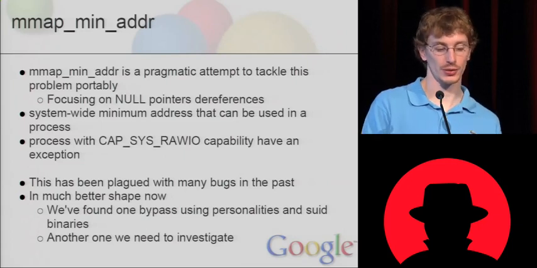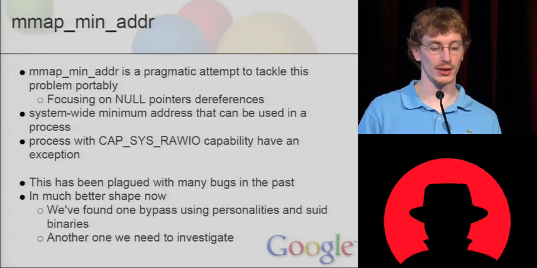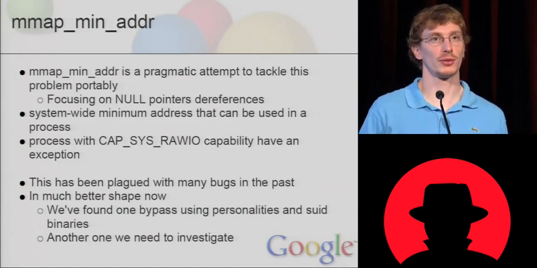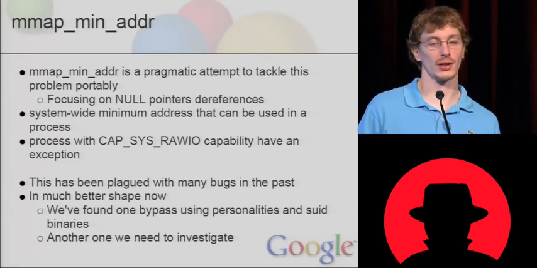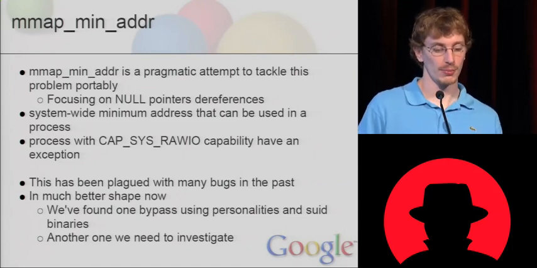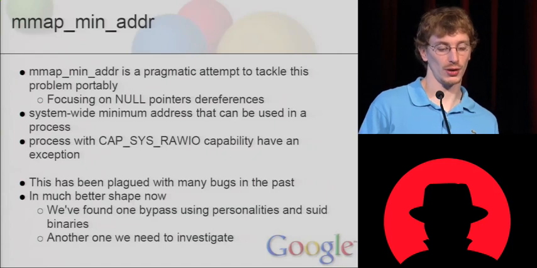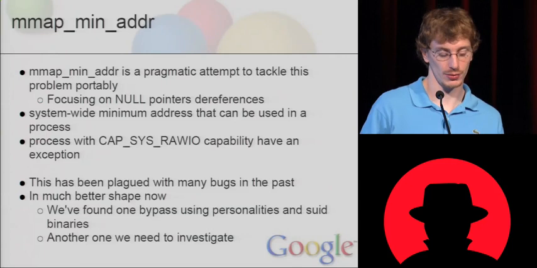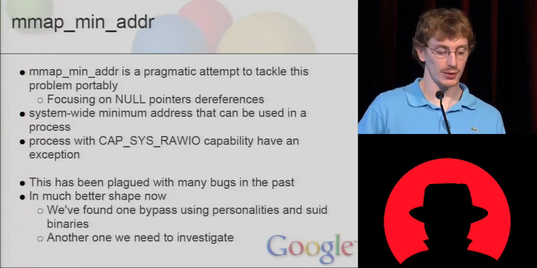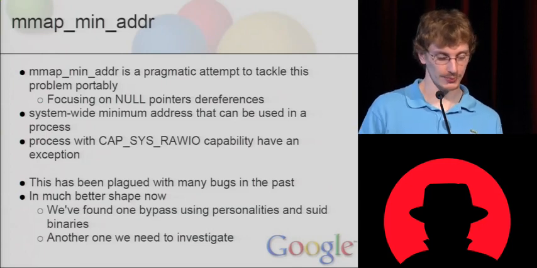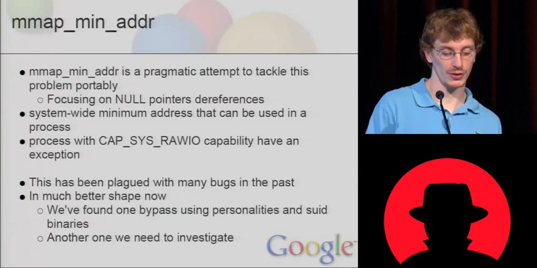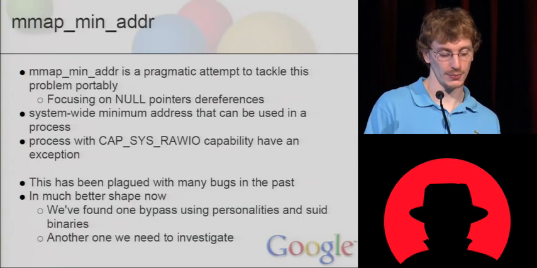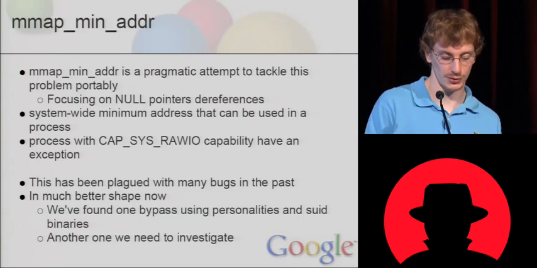The idea is just to have a system-wide minimum address that can be used in a process. Usually it's set to 64K, so user-land processes cannot map below 64K. But there is an exception, of course, for processes with the CAP_SYS_RAWIO capability, so lots of root processes, for instance. This has been plagued with many bugs in the past. It's in much better shape now, but we found one bypass that we'll present now, and we found another one that we need to investigate.